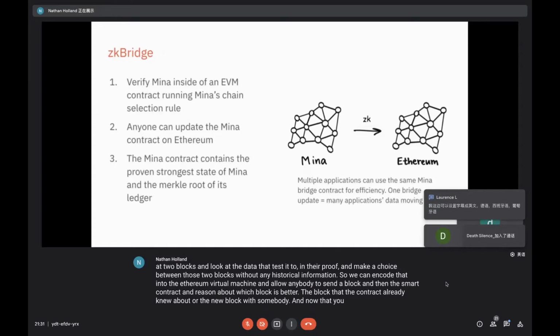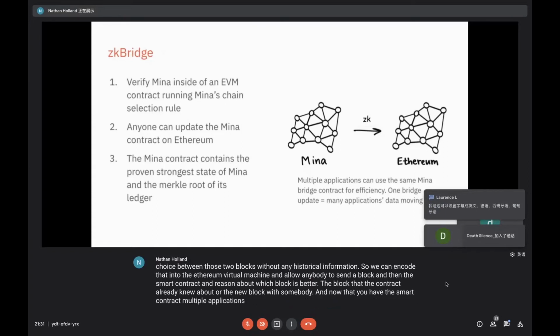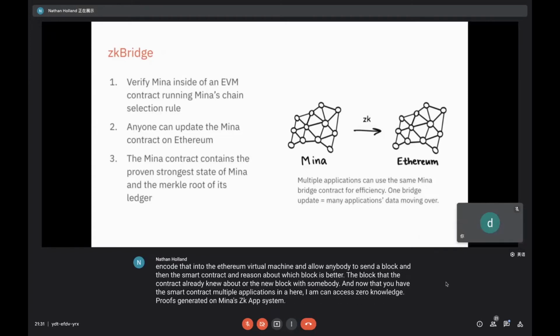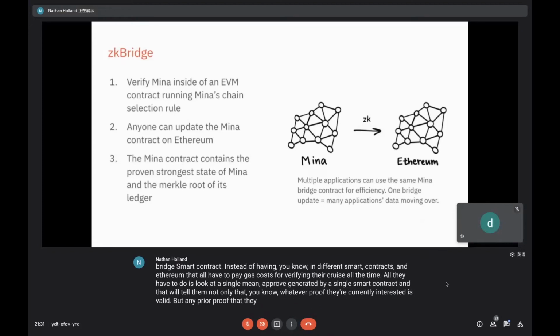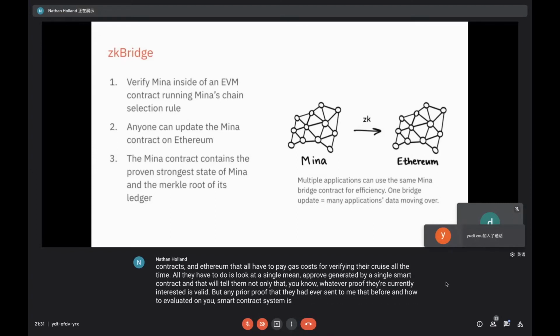And now that you have the smart contract, multiple applications in Ethereum can access zero-knowledge proofs generated on Mina's ZK app system through the same bridge smart contract. Instead of having n different smart contracts in Ethereum that all have to pay gas cost for verifying their proofs all the time, all they have to do is look at a single Mina proof generated by a single smart contract. And that will tell them not only that whatever proof they're currently interested in is valid, but any prior proof that they had ever sent to Mina before and had evaluated on Mina's smart contract system is also valid.